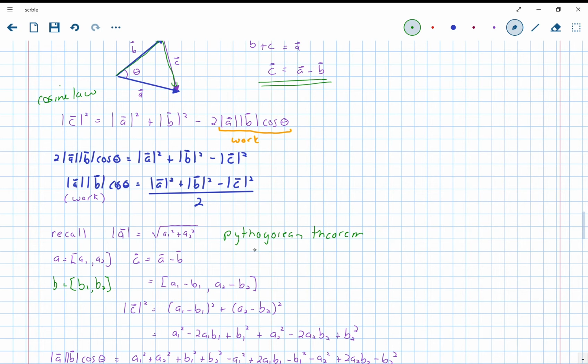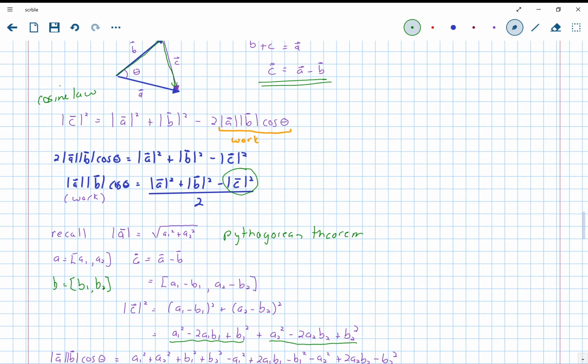So the magnitude of C squared, which is what we need, is equal to (A1 minus B1) squared plus (A2 minus B2) squared. Notice I didn't square root it because the C is squared. Okay, and then I'm just going to expand this out using distributive properties. We have (A1 minus B1) times (A1 minus B1), which gives us this, and (A2 minus B2) times (A2 minus B2), which gives us this right here.